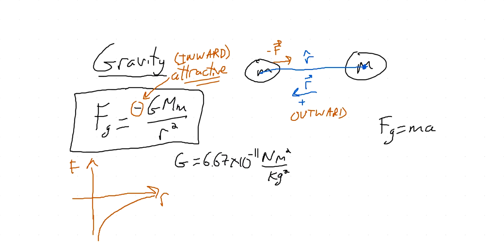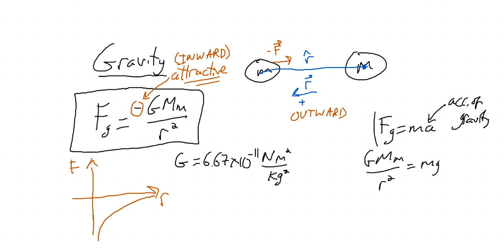We call a the acceleration of gravity. If gravity is the only force acting, we can replace this with g. And we set GMm over r squared equal to mg. I'm just doing absolute values here just to get the magnitude, because obviously we know this is attractive. This will be inward in direction. So I'm just doing magnitude values here. And GMm over r squared equals mg.